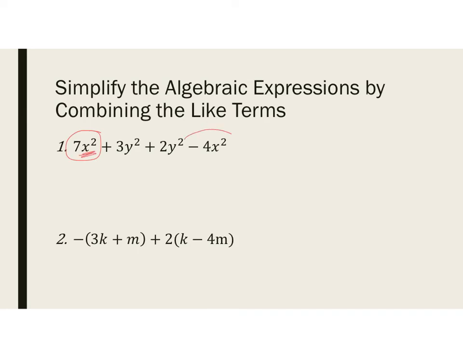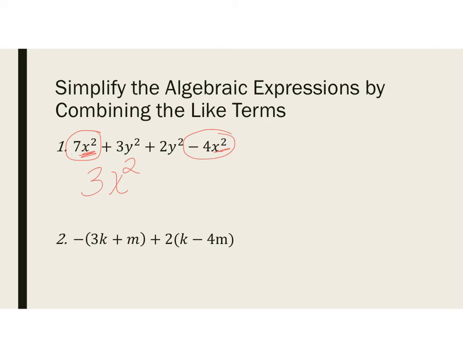And if I look here, I have a negative 4x squared. They both have an x squared. Your x is your base, your 2 is your exponent. They have the same base and the same exponent. When you have like terms, what makes them the same, which is that x squared, has to stay the same. That cannot change. So you rewrite that x squared and you do your math with the numbers in front. 7 minus 4 is 3.